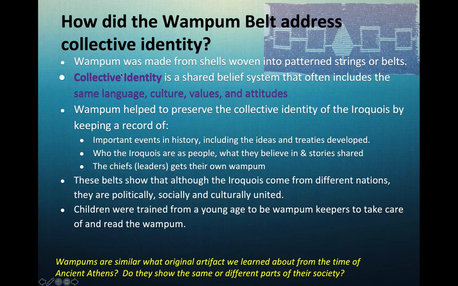Okay, so collective identity is a shared belief system that often includes the same language, culture, values, and attributes. So that is what collective identity is. Collection would be the root word of collective. Identity, like what you are, what you stand for. So it's the same culture, language, values, and attitude. Okay, so that's what this represents. It represents everyone collecting and joining together with mainly the same kind of values, mainly around peace.